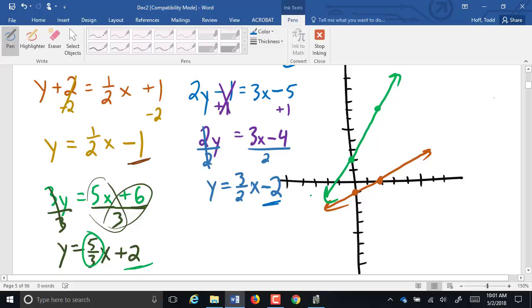So now to graph that, we start at negative 2, and from there we go up 3 over 2. Something like that.